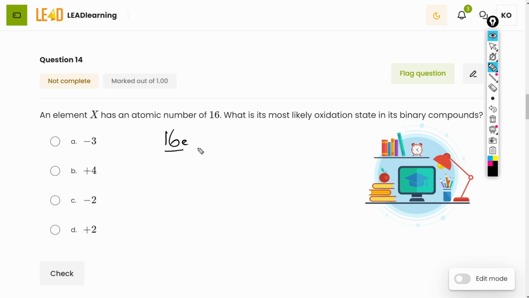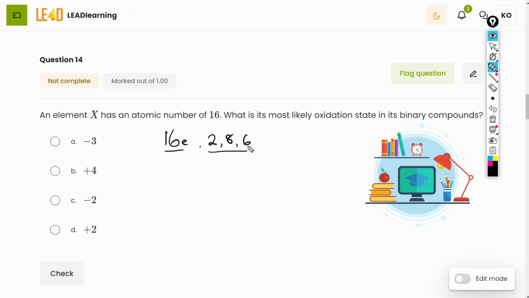So let's do this configuration using the principal energy levels. The K shell takes 2 electrons. All other shells take a maximum of 8 electrons. So that will be 2, 8, 6. 2 plus 8 plus 6 is 16. So this is the configuration of this particular atom.